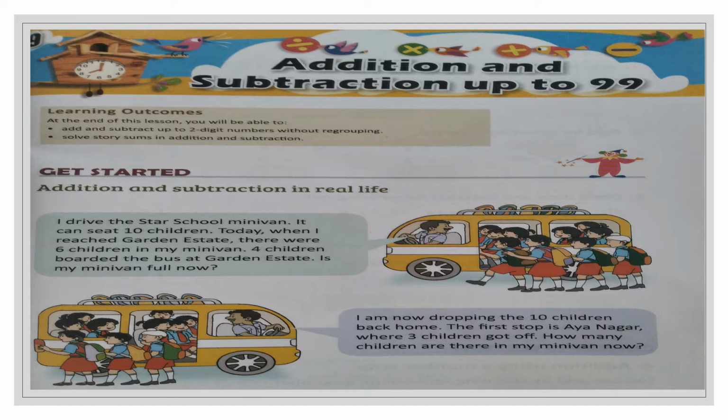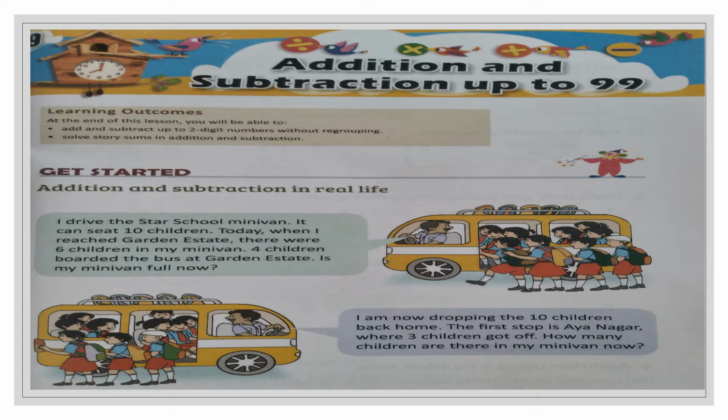Children, let us start our concept of addition and subtraction with an example in our real life. We will first read the example. I drive the Star School minivan. It can seat 10 children. Today, when I reached Garden Estate, there were 6 children in my minivan. 4 children boarded the bus at the Garden Estate. Is my minivan full now?